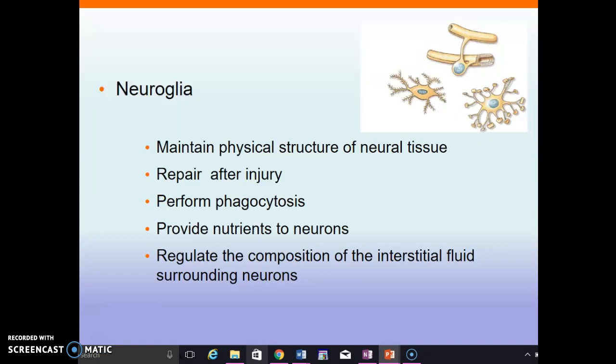The neuroglia have a variety of different shapes and functions. They maintain the physical structure of neural tissue. They help support it. They're important in repair after injury. They perform phagocytosis. They provide nutrients. And they regulate the composition of the interstitial fluid surrounding the neuron.